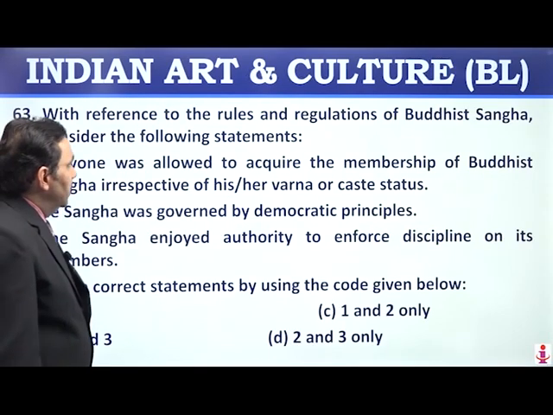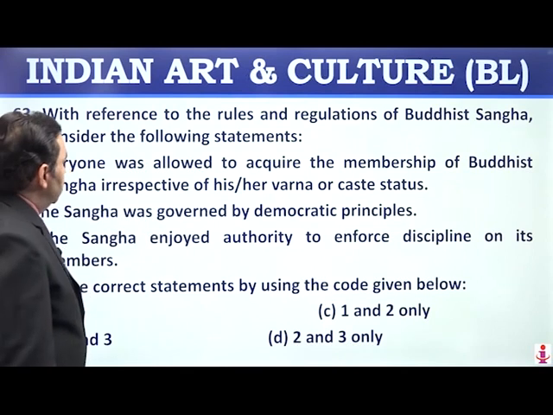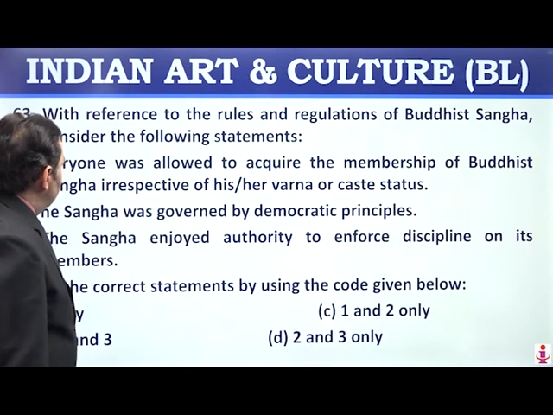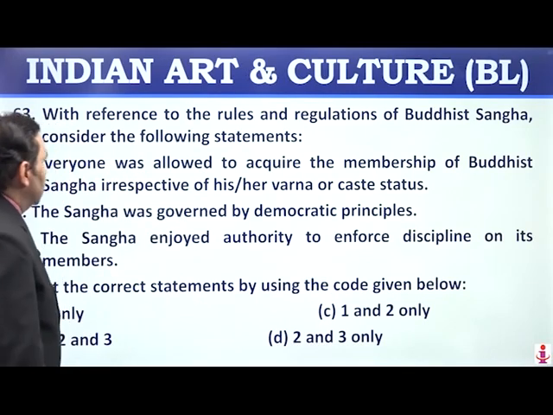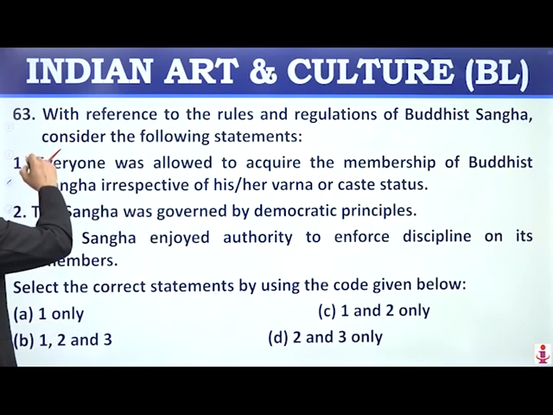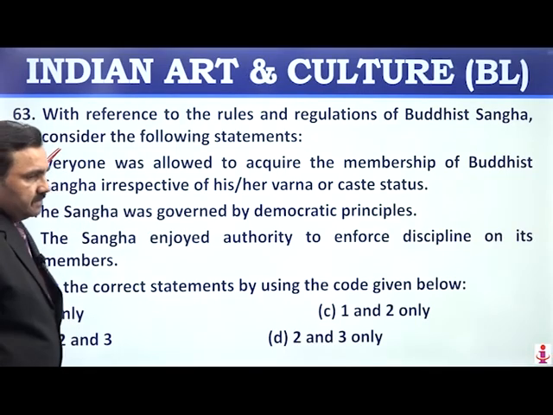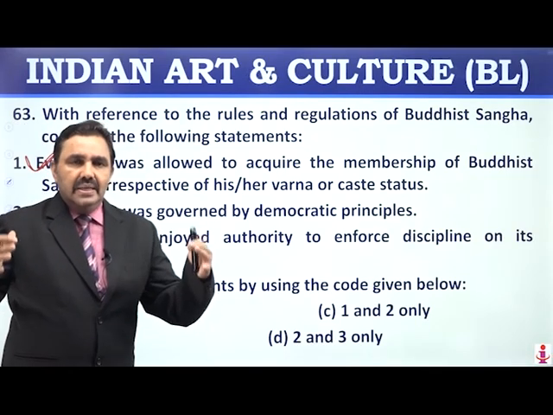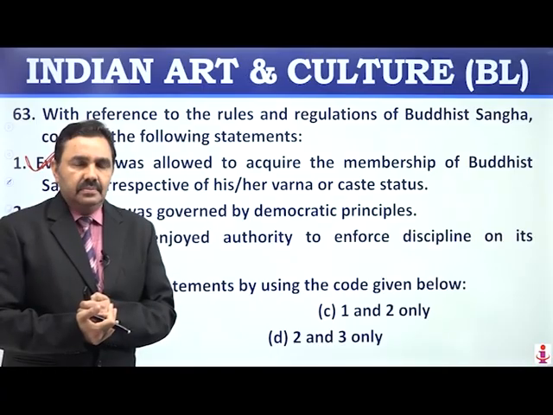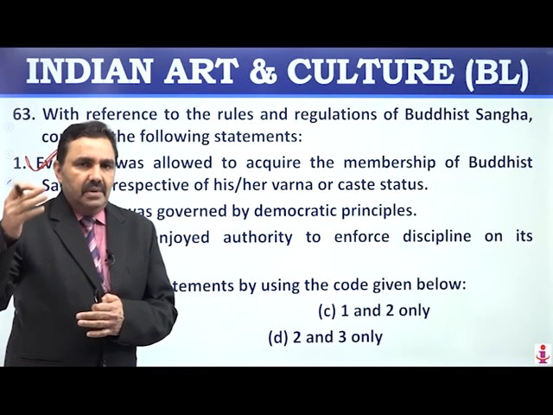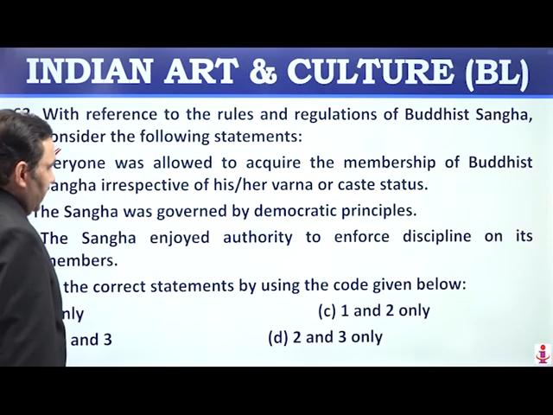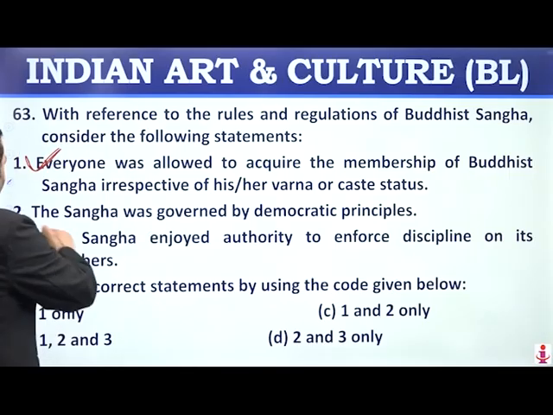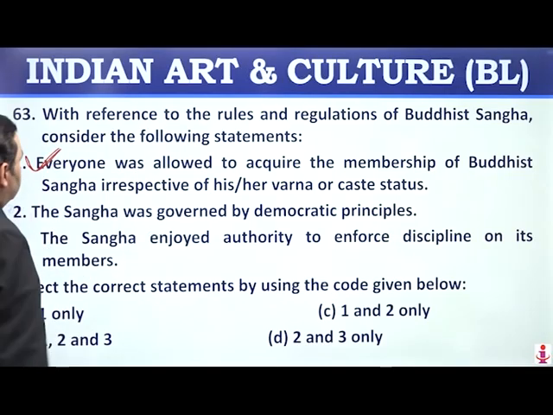63. With reference to the rules and regulations of Buddhist Sangha, consider the following statements: everyone was allowed to acquire the membership of Buddhist Sangha, so there was no discrimination on the basis of caste or varna. Even the slaves could enter Buddhist Sangha, but after taking permission from their master. The Sangha was governed by democratic principles. That's correct.